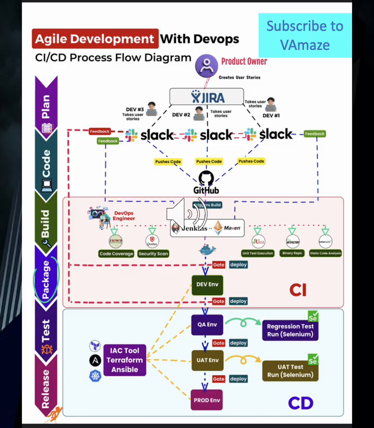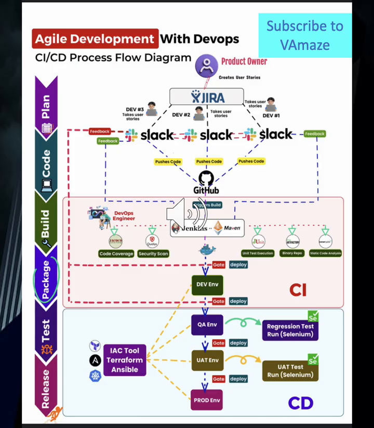Environment deployment. Once all quality checks pass, the code is deployed to the dev environment where initial integration testing occurs. This environment mirrors production but is used exclusively for development team validation. Continuous deployment, CD, progressive environment promotion.